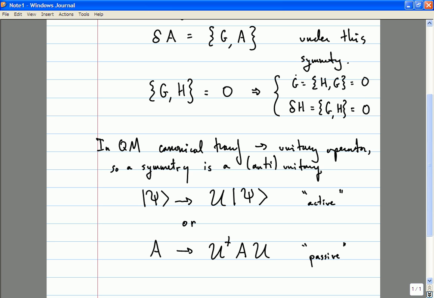So you may have seen these words in the context of classical mechanics when considering how things transform under rotations, for example. You can either take an active point of view where you rotate the vectors, or you can take a passive point of view where you rotate your coordinate system. And so that language, active versus passive, is inherited from that sort of classical intuition.